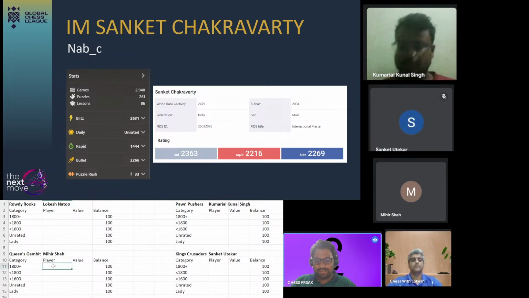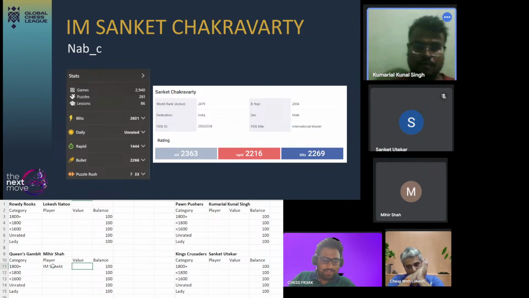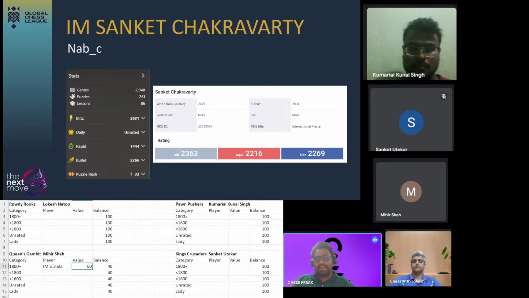It is International Master Sanket Chakravarti. And guys, he is sold. He is now no more available. He's gone for a price of 60 points. And guys, as you can see now, the balance for Queen's Gambit is 40 points for the remaining four players. It has been updated for all of you guys. The first player has been sold.